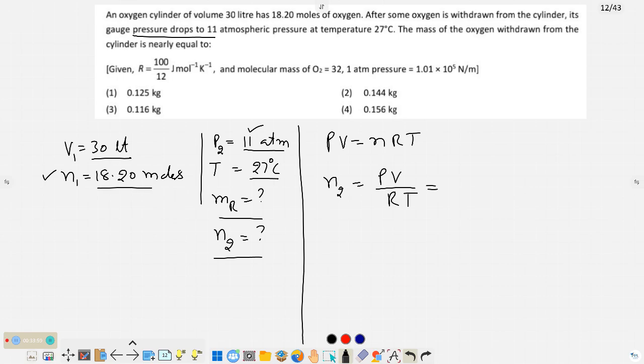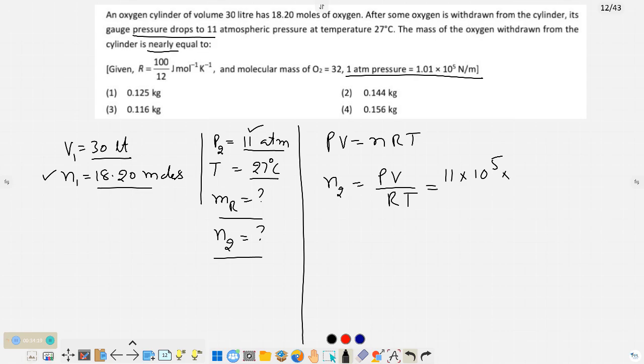So what pressure is given? 11 atmosphere. 11 into 1 atmospheric pressure, whose value is given very clearly in the question. You can take it in terms of Newton, 1.01 into 10 power 5. I can take nearly 1 into 10 power 5. The question says nearly, so 1.01 I can take as 1.